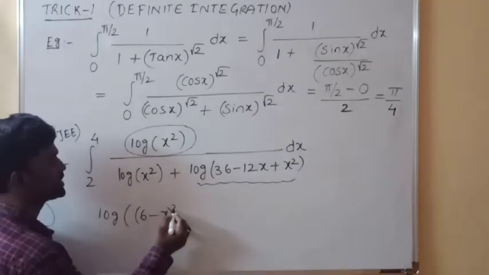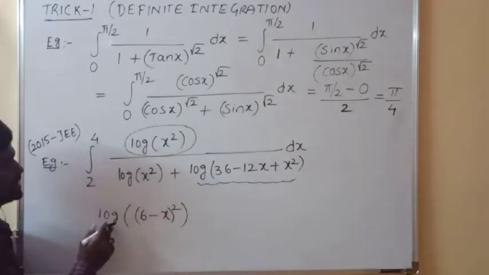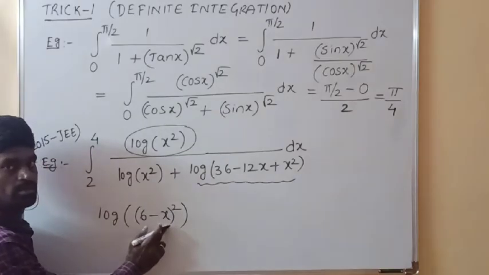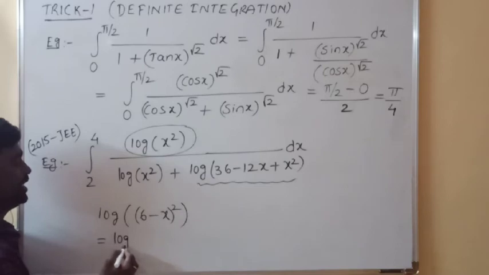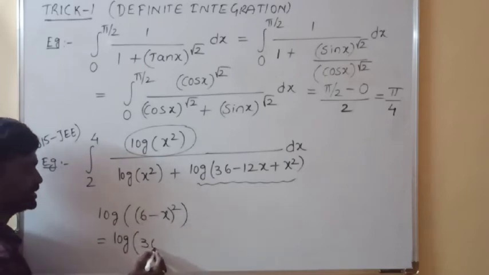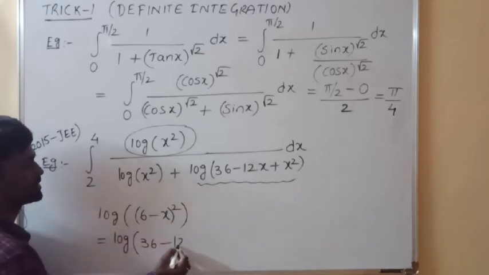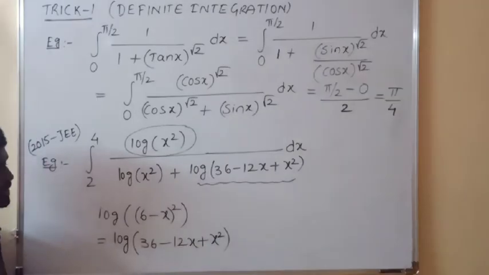Log of (6 minus x) whole square. Correct? So the log function is as it is, just replacing x by what? a plus b minus x, nothing but 6 minus x. Okay. So using the (a minus b) whole square formula, what will you get? a square, 36, minus 2ab, 2 into 6 into x, 12x, plus b square, plus x square. So we got the same function.